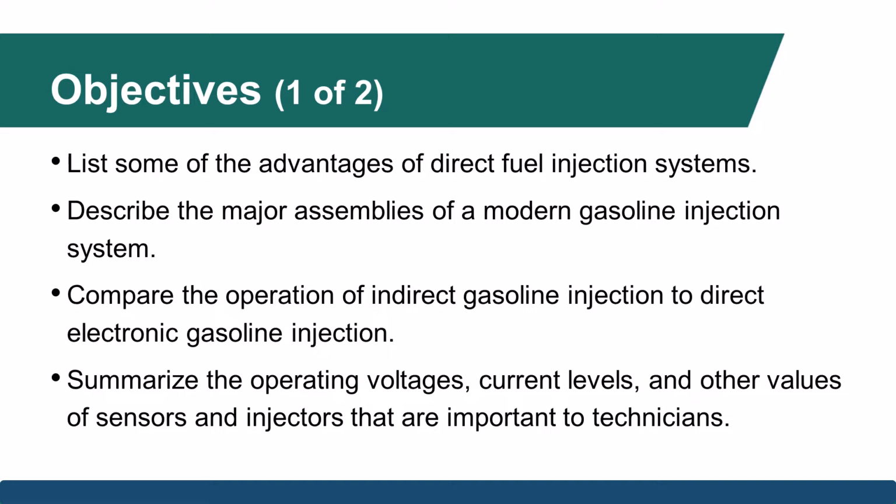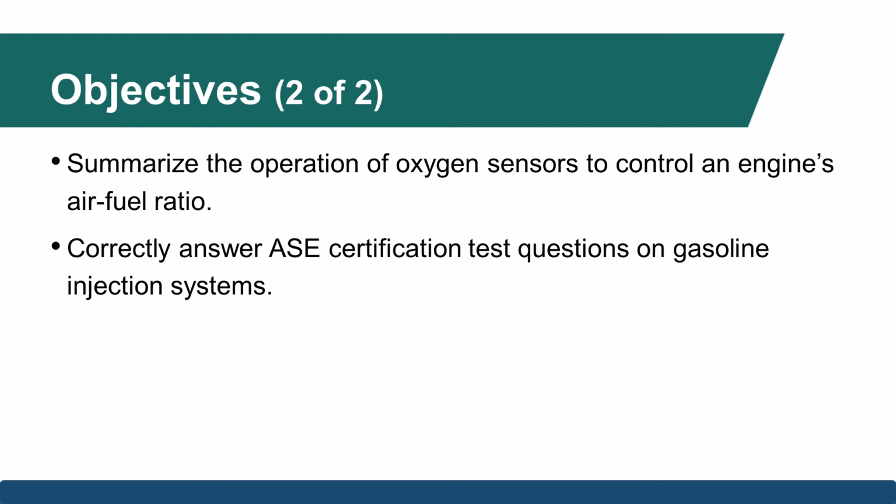We're going to look at the advantages of the direct fuel injection system. We're going to learn about the major systems that are involved, all the little parts that make up the modern gasoline injection system. We're going to compare the indirect and direct electronic gasoline systems. And then we want to summarize the operating voltages and levels of other values that are involved with these sensors. In addition, we do want to start learning about the operation of oxygen sensors to control an engine's air-fuel ratio. We're going to talk about what exactly that means.